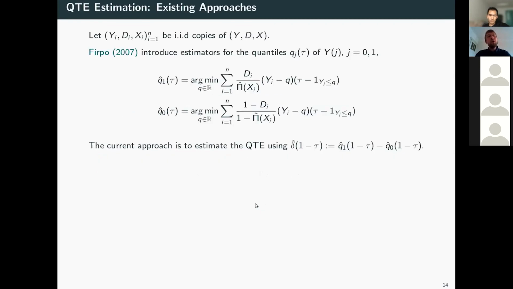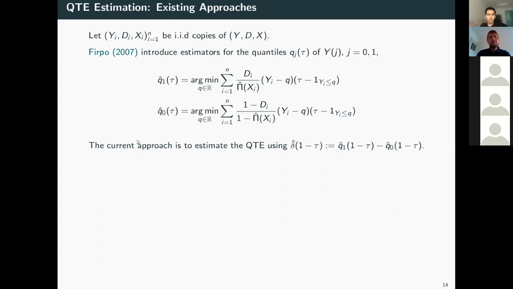Now, how do we estimate quantile treatment effects? First, in the classical case. Suppose we have observations of the outcome, the treatment and the covariate vector. Then Firpo introduced estimators of the quantiles of the potential outcome distributions, basically just an empirical estimator of the quantile, but adjusted by the propensity score.